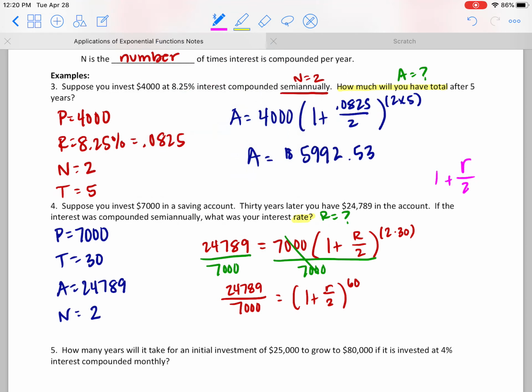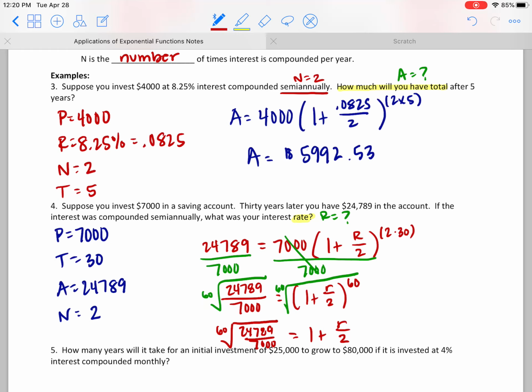N was 2. R is trapped in the parentheses there. I can't get rid of that divide 2 or that plus 1 until I get rid of that 60th power. So how do we get rid of the 60th power? Let me ask you this. If there was an r over 2 and a plus 1 and it was being squared, how would we get rid of the square? We would take the square root, right? If it was a cube, we would take the cube root. If it was a 4th power, we'd take the 4th root. So if it's a 60th power, we take the 60th root. We're going to take the 60th root of both sides, which seems crazy, but that's doable.